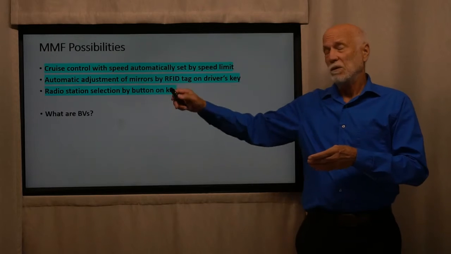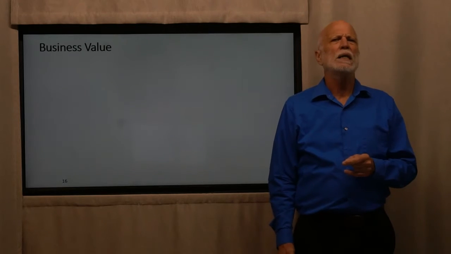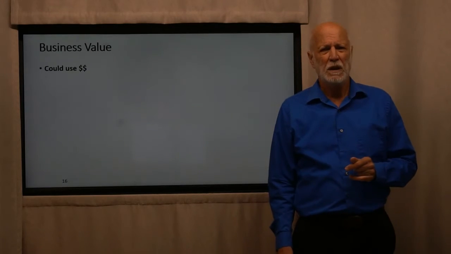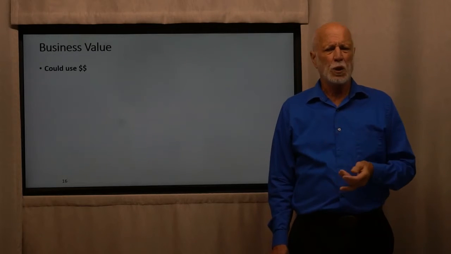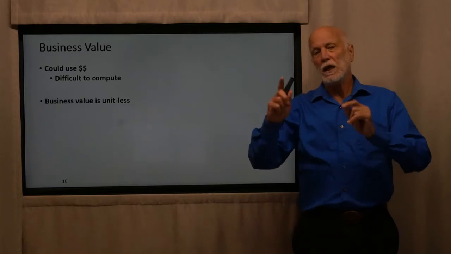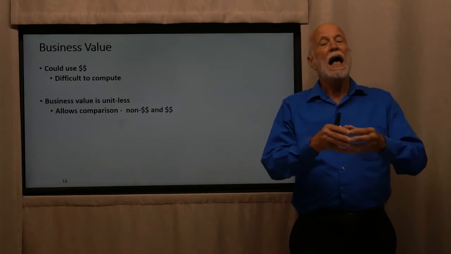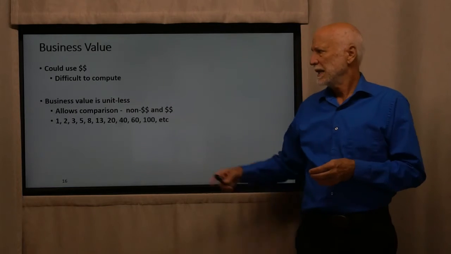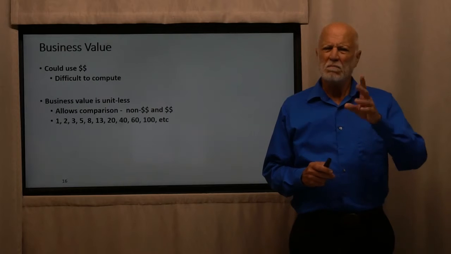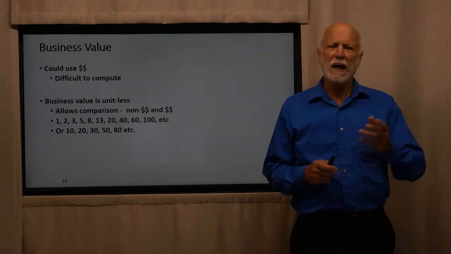Okay? So, what are the business values of these? Well, let's see how we can estimate business value. We could use dollars. But that's a little tough because there are a lot of things that we can't measure with dollars. Difficult to compute. So what we're going to use is unitless business value. And that's going to allow comparison between non-dollar business value and dollar business values. Okay? And we're going to use that Fibonacci series, just like story point estimates are made. But we might alter it a little bit because we're going to do a calculation with business value. So we might multiply each by 10.